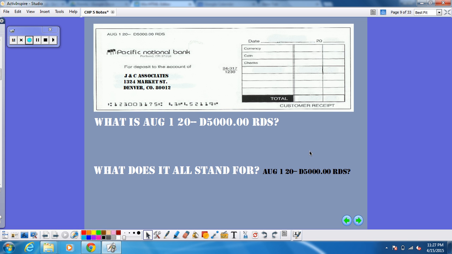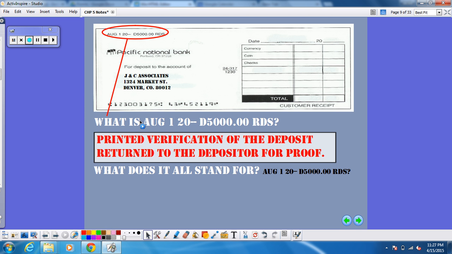Alright, so the first thing is here we have a deposit slip. And you'll notice up here in the corner, you have something that looks like this. So right here we have the question, and it's on your notes for page 2. What is this? Alright, so it is a printed verification of the deposit returned to the depositor for proof. So when you make a deposit in a bank, they're going to give you a copy of your deposit slip, and on there they will have printed something similar to that. Now the question is, what does all this stand for?